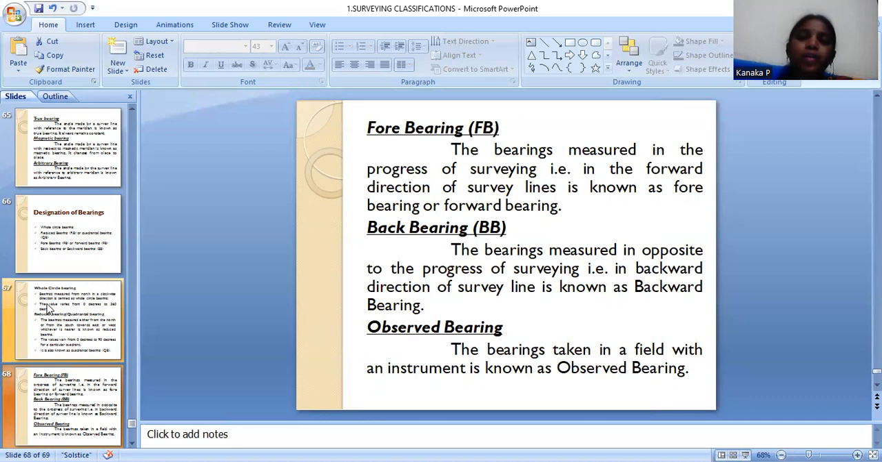Fore bearing means the forward direction of the survey line is known as fore bearing or forward bearing. So back bearing means backward direction. The backward direction of the survey line is known as back bearing. The bearing is measured opposite to the progress of the surveying. So next one is the observed bearing. Observed bearing is taken in the field with an instrument.